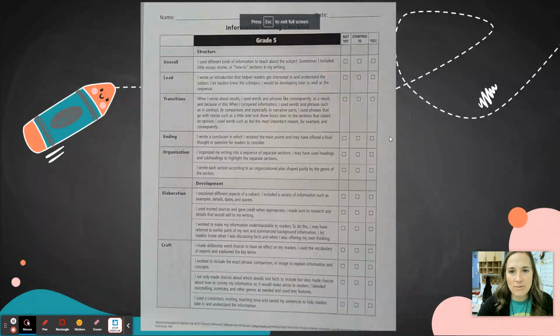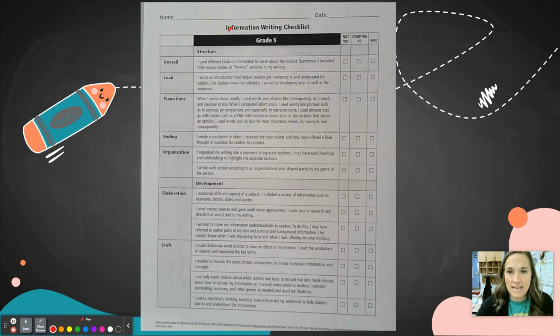You're going to look at this rubric. Your rubric is going to look like this. It's very similar to the narrative writing checklist, except this time it says information writing checklist. So you're looking for a few different things. I use different kinds of information to teach about a subject. Sometimes I included little essays or stories or how-to sections.